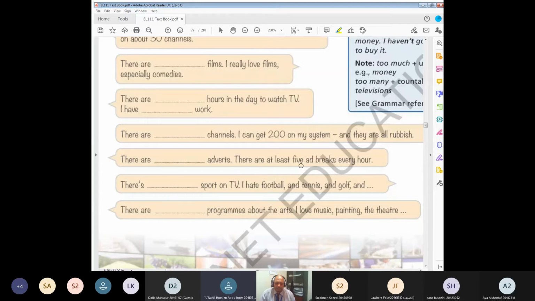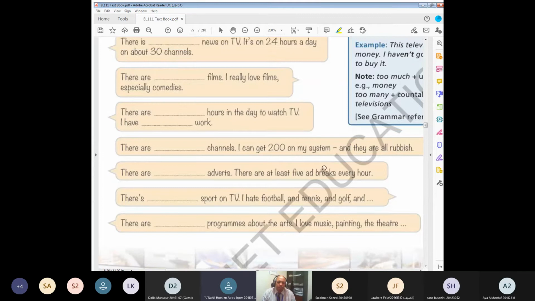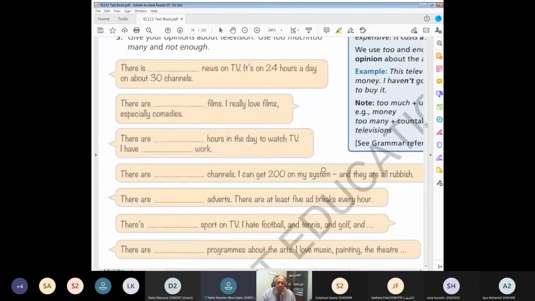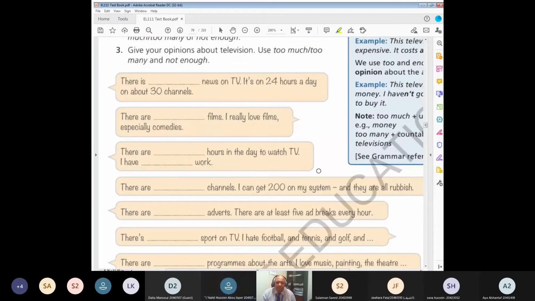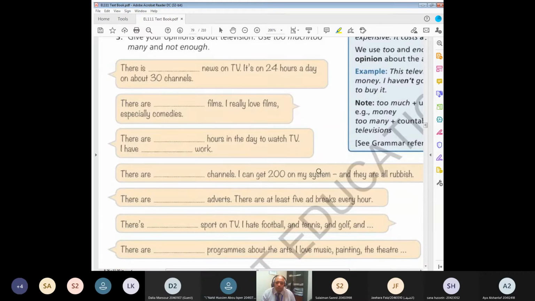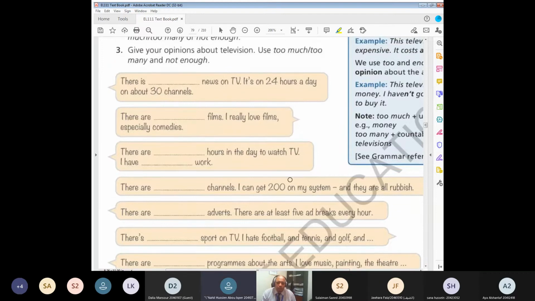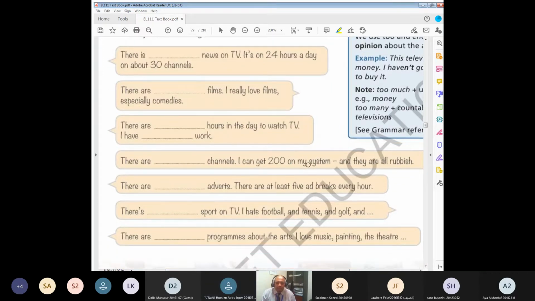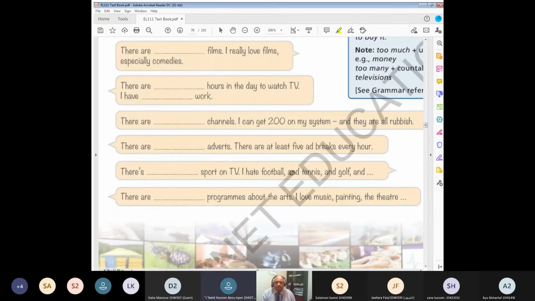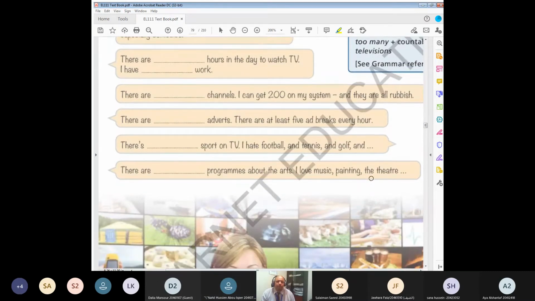I have too many work. No, work is not countable. It's exactly like news. So we use much with news. I have too much work. Okay, thank you.